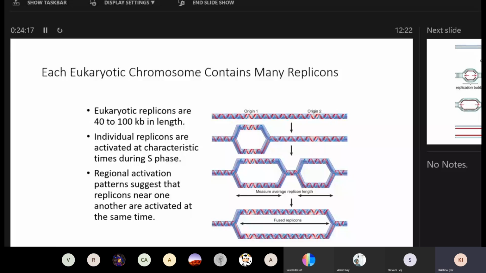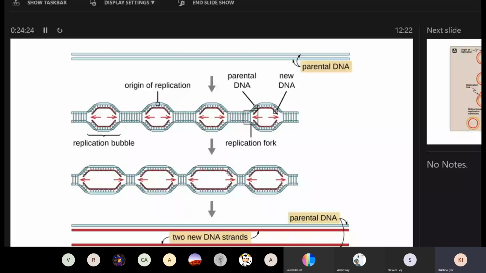In fact, it can occur in an even more complex fashion. Here is your parental DNA. It separates, and here you have multiple origins of replication. Each one is like a bubble or an eye, and each one is moving in either direction. As this goes along, the DNA will look somewhat like this. The eyes are all bigger, and then as the replication forks merge, the DNA will get replicated.